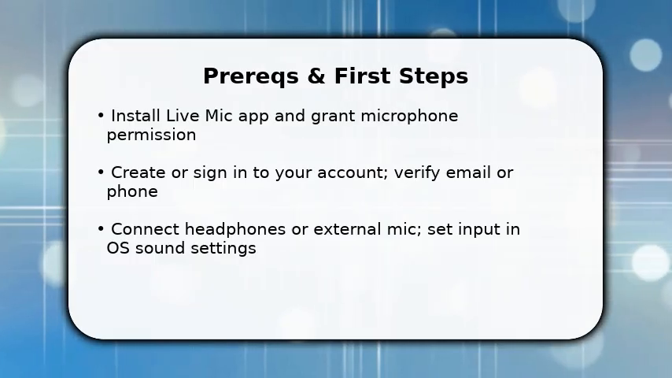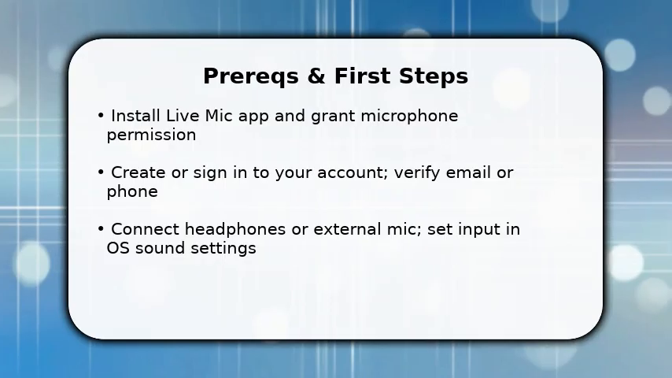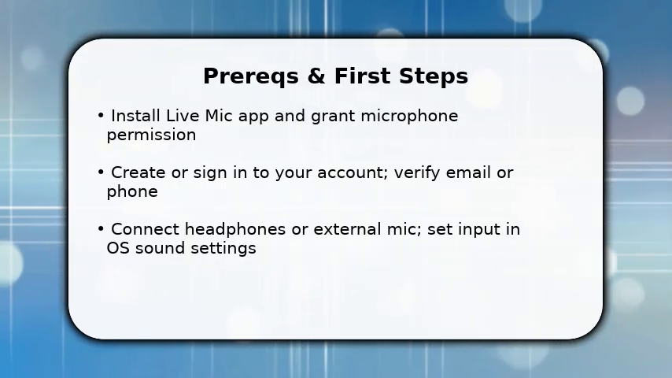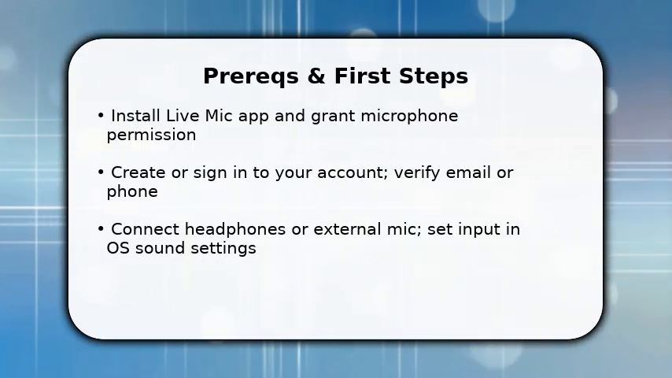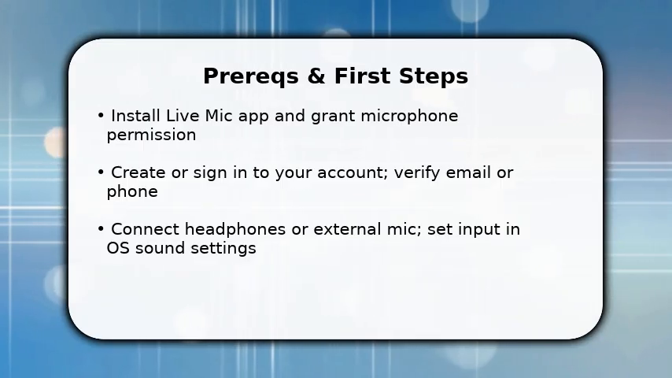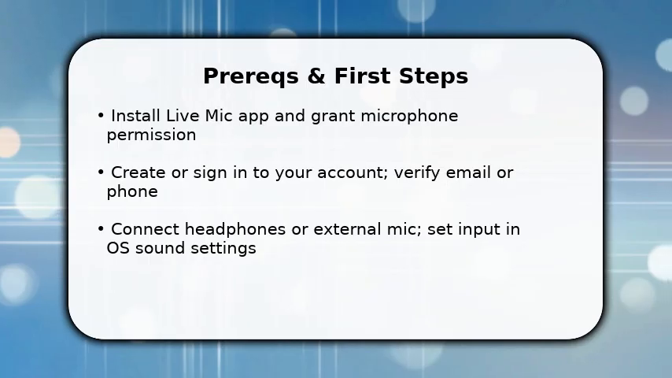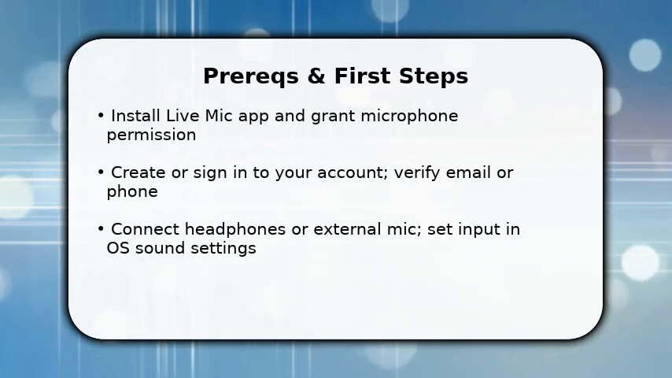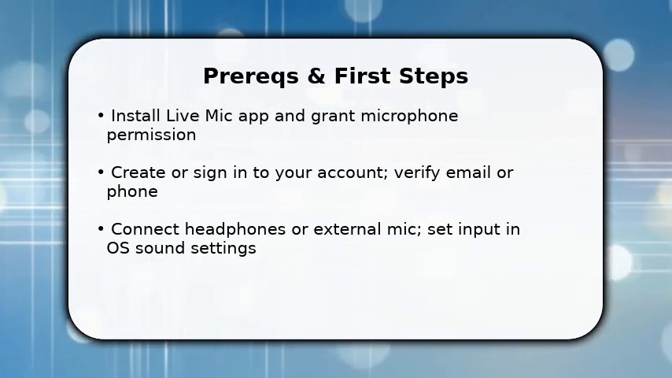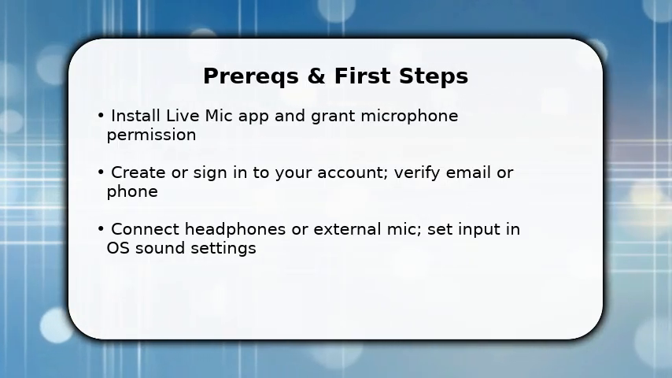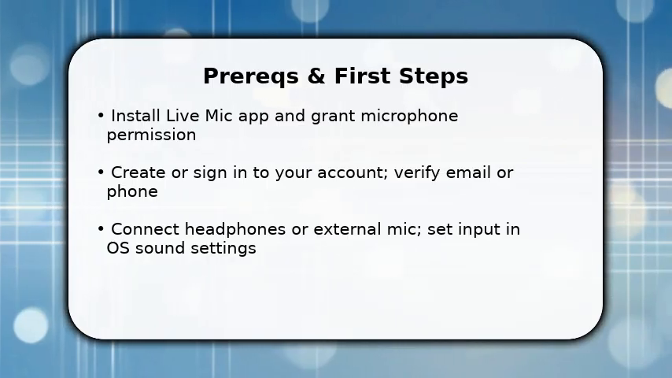You'll start by confirming a few essentials so the app can hear you. Grant microphone access when prompted, then sign in and verify so settings sync. Once done, plug in headphones or an external mic and select it in your device's sound settings. This avoids feedback and improves clarity. Make sure the app's input matches the system device to prevent silent recording.